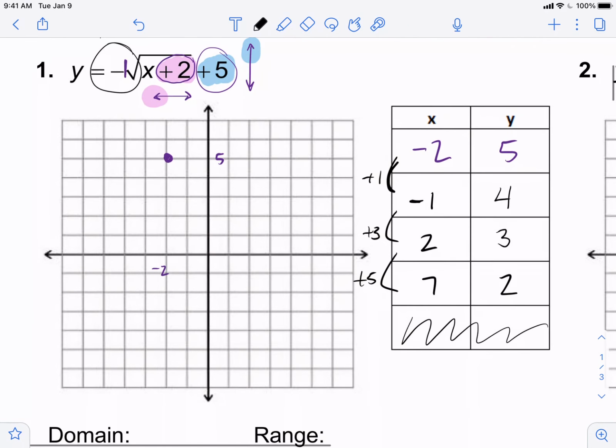Now, once we have those, we just want to come over and graph our points. -1, 4 would be right there. 2, 3 would be right there. 1, 2, 3, 4, 5, 6, 7, 2 would be right there. And then we want to just sketch our graph.